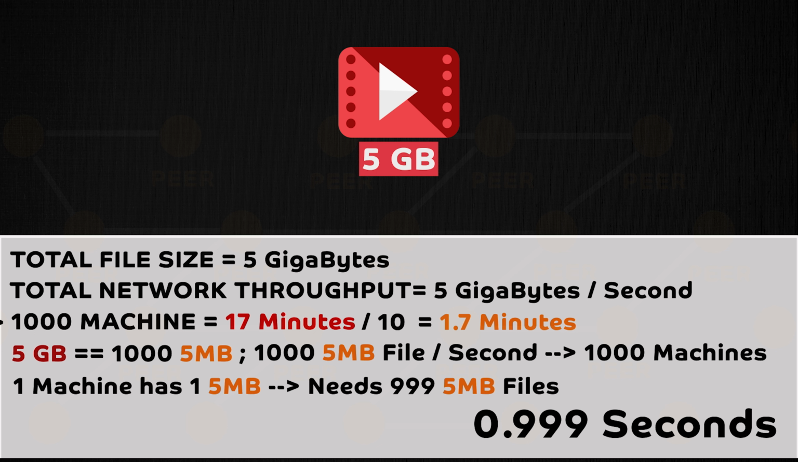And we have divided the 5 GB file into 1,000 5 MB files. So to transfer one 5 MB file, it would take 1 second divided by 1,000. And if we have to transfer 5 MB files from the rest of the 999 machines, it would take 1 second divided by 1,000 multiplied by 999, which is 0.999 seconds, or approximately 1 second. So for a single machine, it would take 1 second to get the complete file from the other machines.